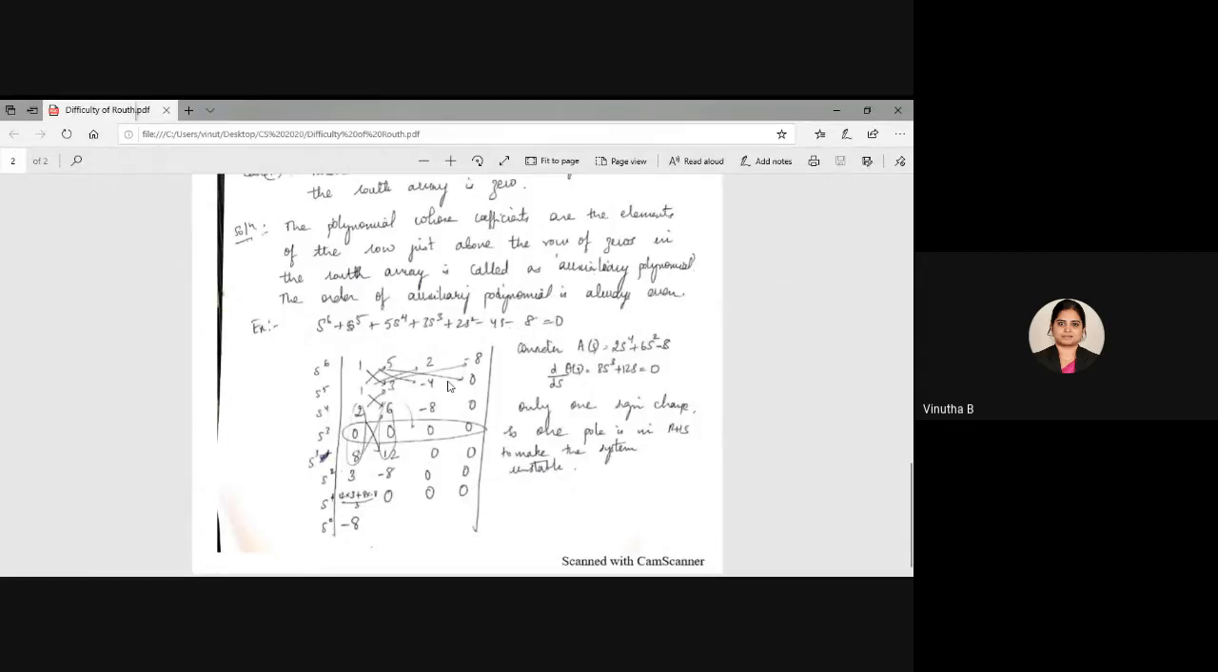When we do that, you can see that all the elements of the first column are positive numbers except this one, so this is a negative value. From positive, how many sign changes are happening here? From positive we have negative, and after that we do not have any sign changes. So there is only one sign change. So one pole is in the right half of the s plane, which makes the system unstable.